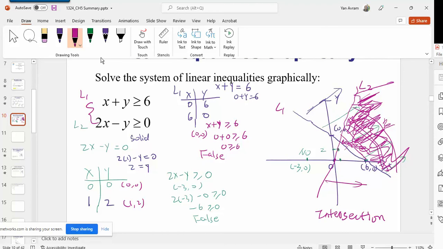So that is how we find the solution for this inequality. And some people say, how about if I have three lines? Same thing. If you have a third line, you graph the third line in here and identify the solution for the third line, and then you look at the three-area intersection, okay? Not just two areas, three-area intersection, and that will be the solution, okay?